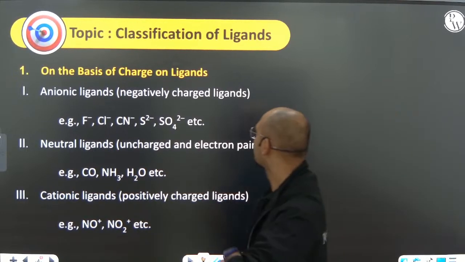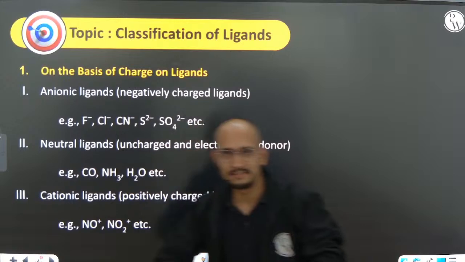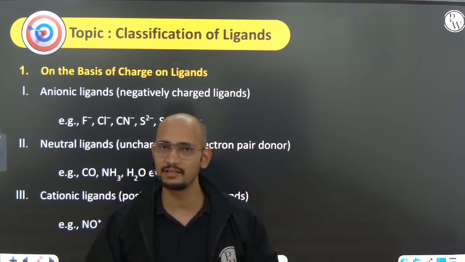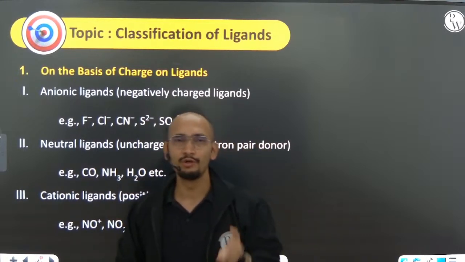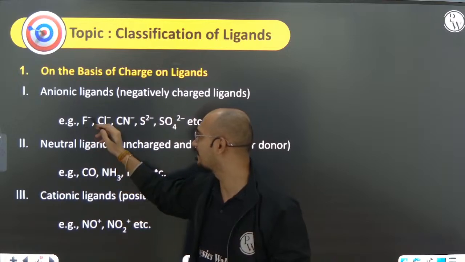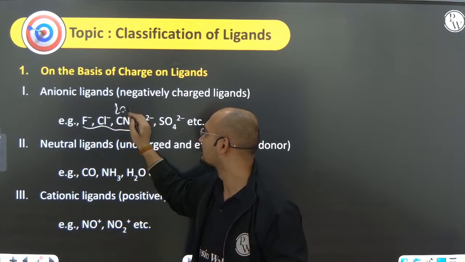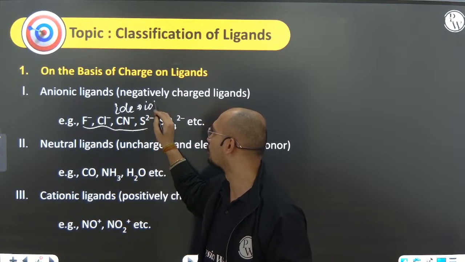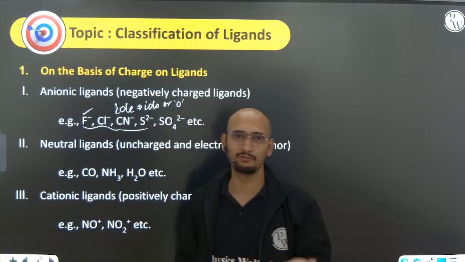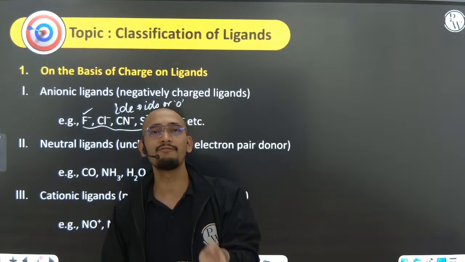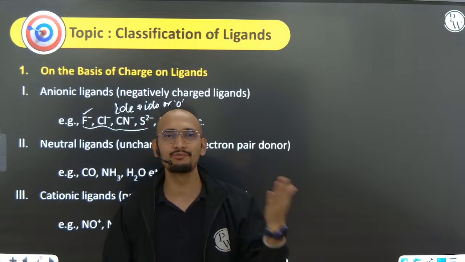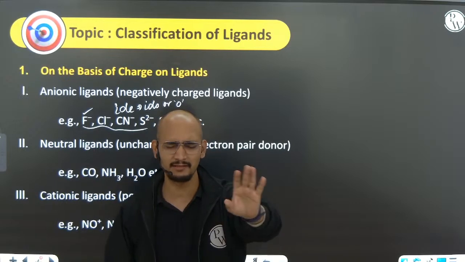Now there is the classification of ligands on the basis of charge. So there may be anionic, there may be neutral, there may be cationic ligands. If anionic are there, you will just add O at the last. If there is ide, ide converts into ido or just O. So if fluoride is there, fluoride will convert into fluorido or fluoro. Chloride will convert to chlorido or chloro. Sulfide will convert to sulfido or sulfo. That's it, not a big deal.